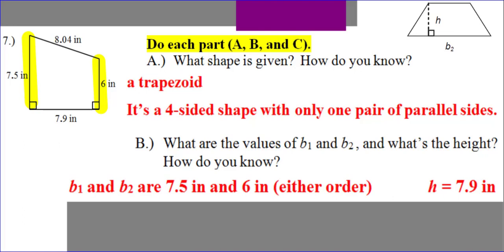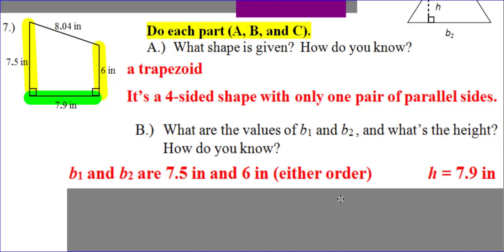And since the 7.9 is the side that touches at right angles to the bases, that's why that is your height. Yes, on this one it wasn't a dashed line. I told you before, sometimes the height can be an actual side of a shape. Got to look for those right angles. Now, part C.